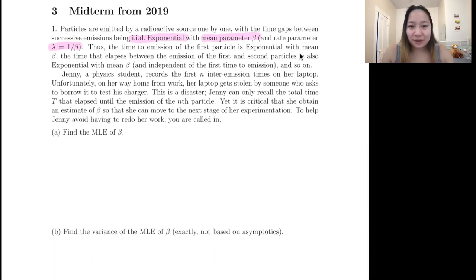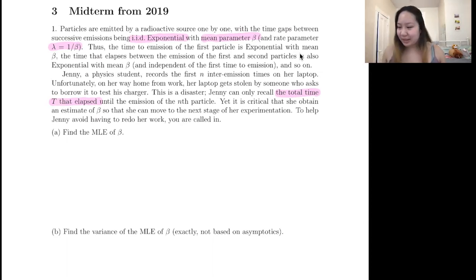Jenny, a physics student, records the first n interemission times on her laptop, but on her way from work, her laptop gets stolen by someone who bought... Okay, I think that's a reference to the AirPods stealing case from a few years ago. But basically, Jenny can only recall the total time t that elapsed until the emission of the nth particle. So no more interarrival times, just the entire time. It is critical that she obtain an estimate of beta so she can move on to the next stage of experimentation. So we're going to help Jenny out.